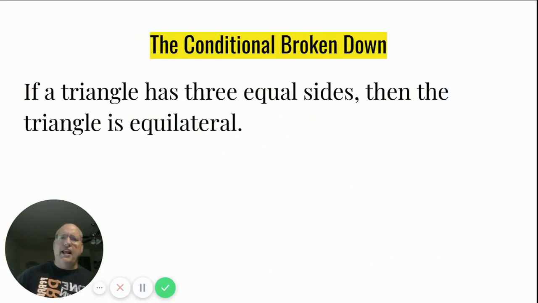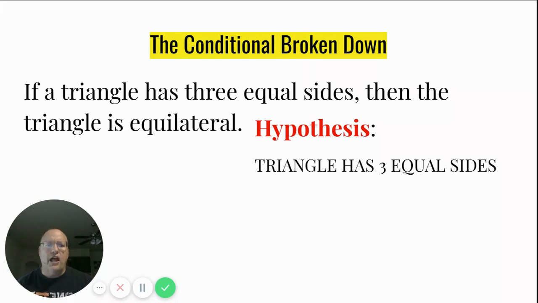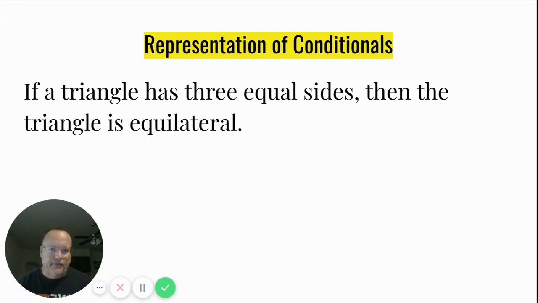And so we're going to break down an example of a conditional. The conditional statement that I made up for you is a basic, simple conditional. It is: if a triangle has three equal sides, then the triangle is equilateral. Right now we're just looking at the different component parts. So in this particular sentence, the hypothesis is a triangle has three equal sides. The conclusion is the triangle is equilateral, and that's how it looks.